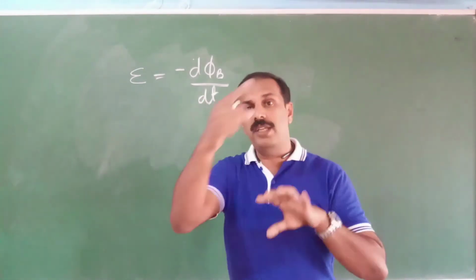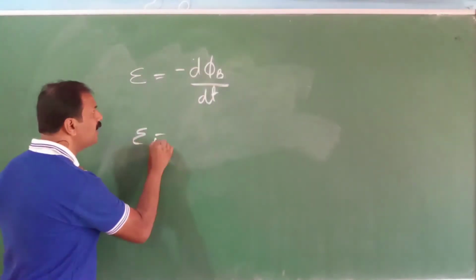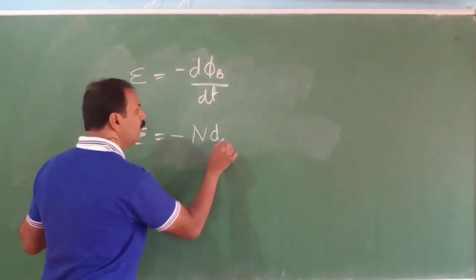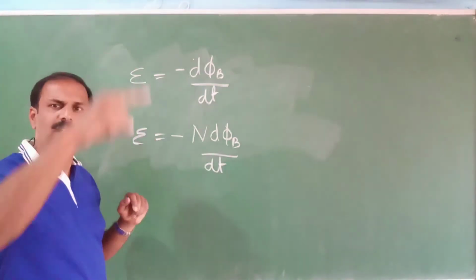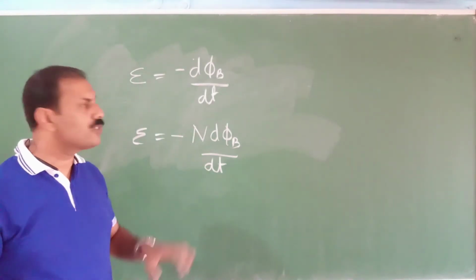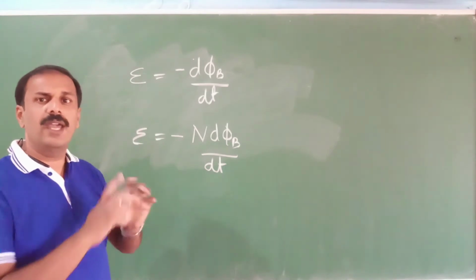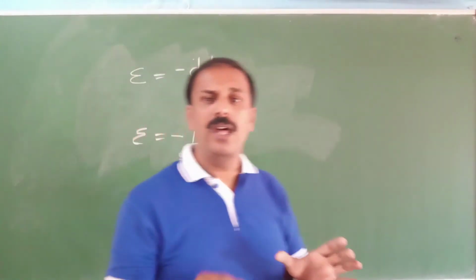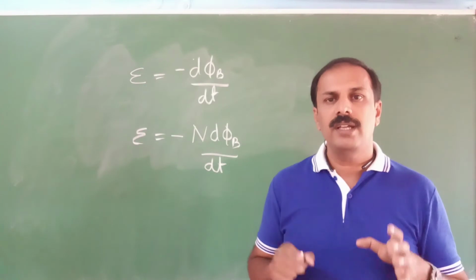If you have a coil with many turns, or N turns, there the equation you can write as E is equal to minus N into d phi B by dt. So in the practical case, it is not a single ring. We will have many coils, many number of turns, so we will use this one. This is very important. This equation is the base of the entire electromagnetic induction, that is, Faraday's law of electromagnetic induction.